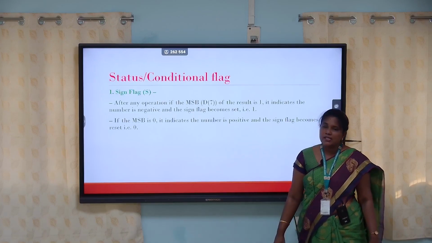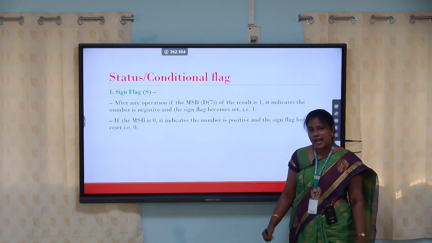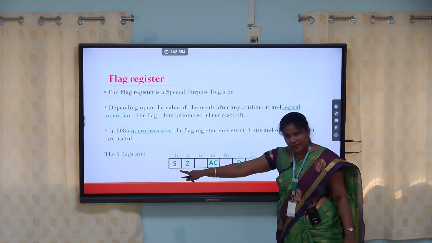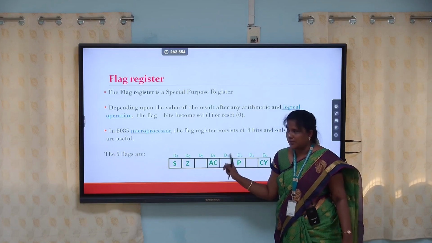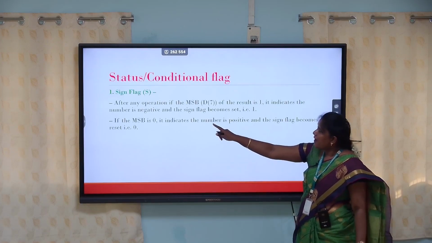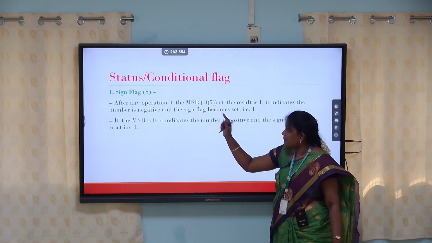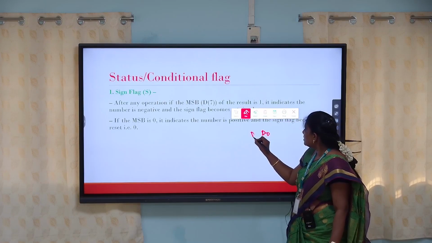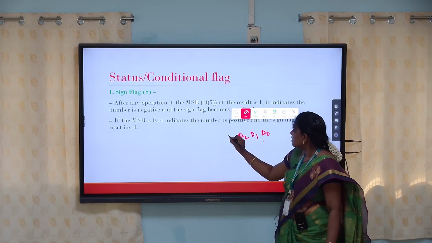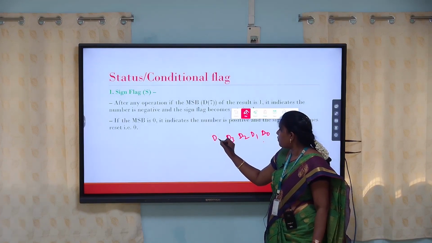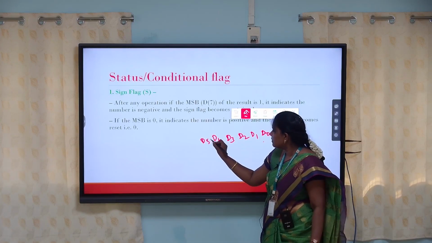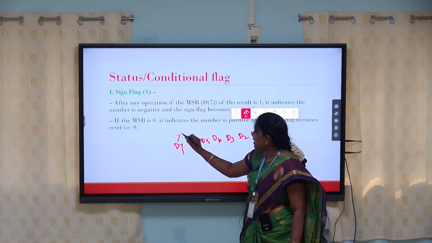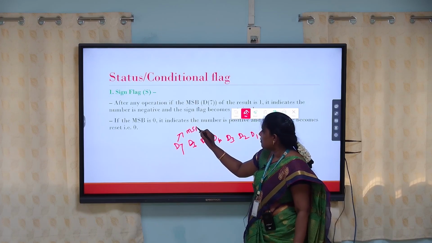The first one is the sign flag and it is represented as S. See here, D7 is the most significant bit and this is holding the sign bit. After any operation, the sign is determined by D7, which means D0, D1, D2, D3, D4, D5, D6 and D7. This is the most significant bit.